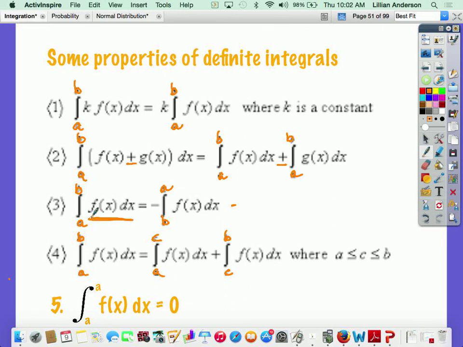Okay? So here are a few more properties that you need to make sure that you are aware of. The first 2 are the ones we've already dealt with. The fourth one was the split, and then 3 you flip them, or you make it negative, and the last one equals 0.